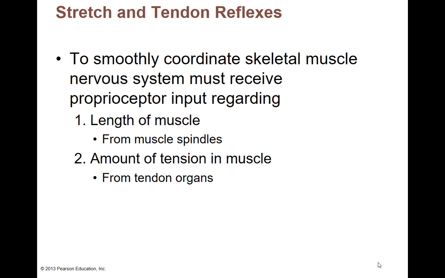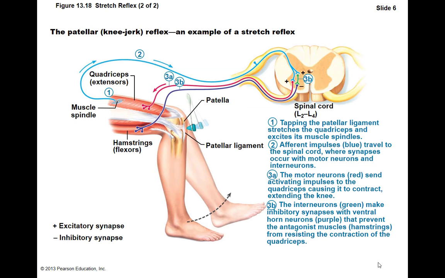Shorten it. And if the muscle starts to get too tight, like on the tendons, if it starts to pull too tight, what's it going to want to do? It's going to want to loosen it. It's going to want to try to do these opposites. These are reflexes. Now, an example of a stretch reflex.